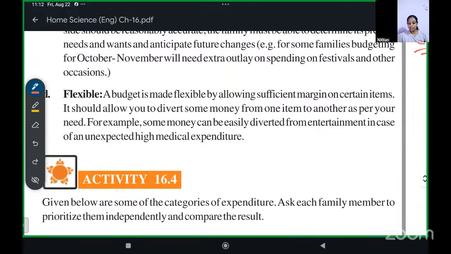another thing here is allowing sufficient margin on certain items. If you're planning to buy clothes, in the budget you've kept 2,000. Now, is it necessary that I'll only buy clothes worth rupees 2,000? You shouldn't buy more than the budget, but it is possible that I bought clothes worth rupees 1,500. So this 500 rupees extra can be put into another head, another need.